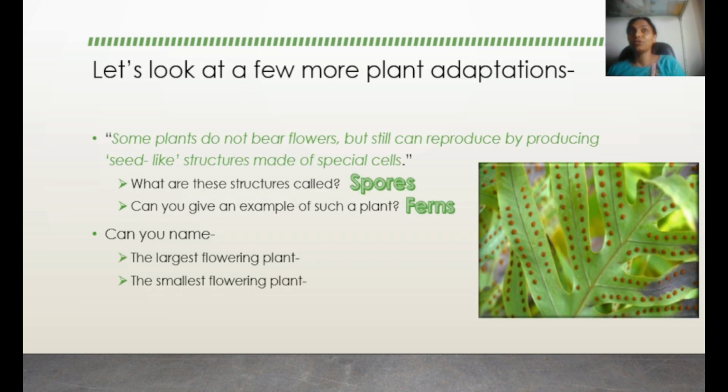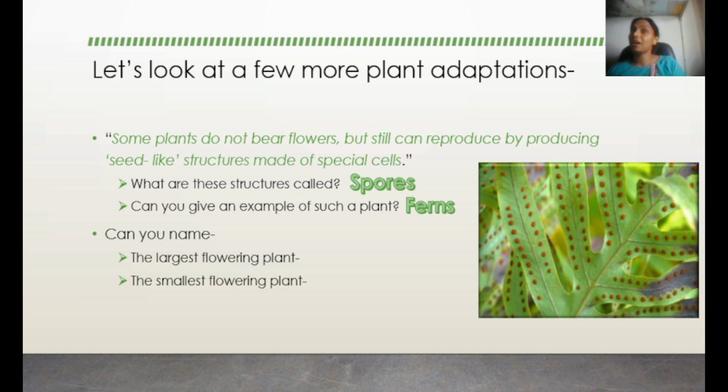Let's take a look at a few more plant adaptations. Some plants do not bear flowers, but they can still reproduce by producing seed-like structures that are made up of special cells. And these cells, when they fall in a different place, can grow into a whole new plant. But at the same time, they are not seeds. What are these structures called? They are called spores. You have learned this in smaller classes. And if you look at this plant, this leaf is actually called a fern plant. Ferns are examples of non-flowering plants. We've learned this in standard 5 also.